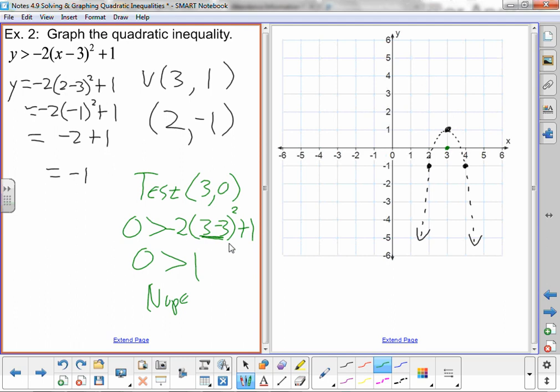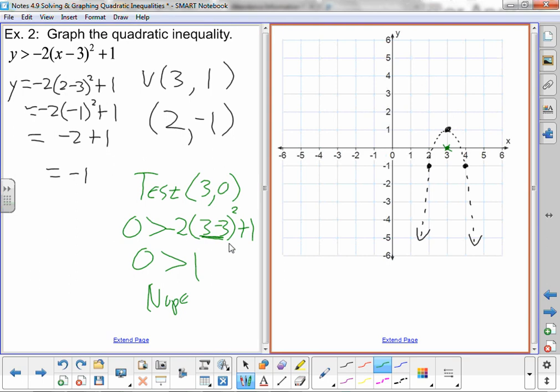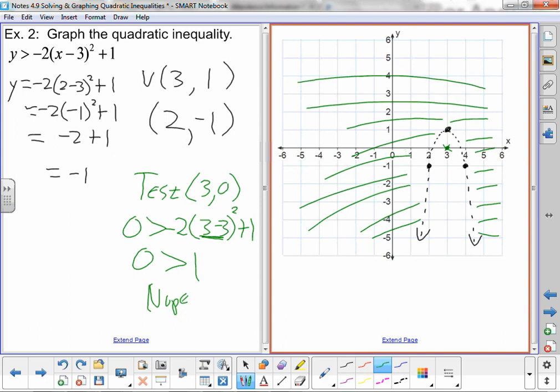So this point inside did not work. That means I'm shading the outside part. So the outside part is everything out here. You don't have to go this wild with it.